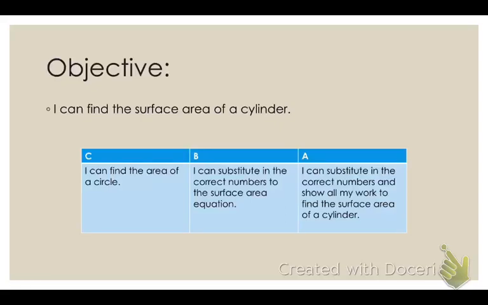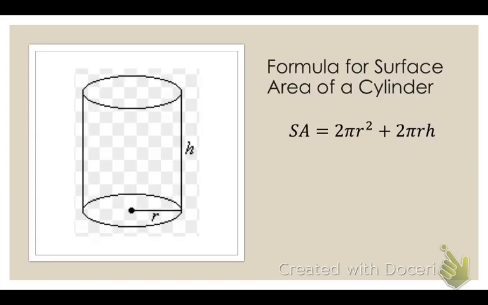Alright, in this video we're going to find the surface area of a cylinder. The formula for surface area of a cylinder is a lot. It's 2 pi r squared plus 2 pi r h.